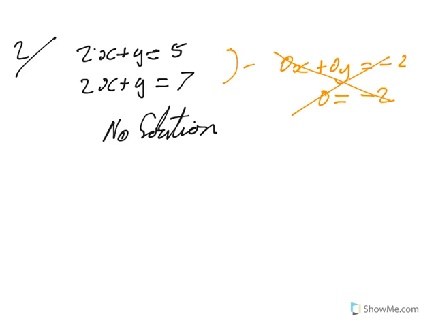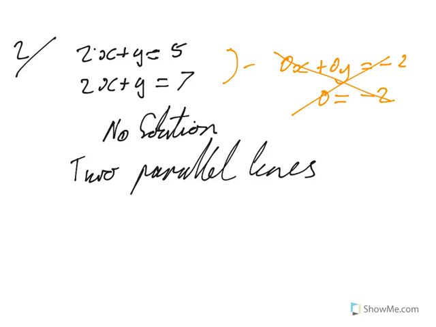So what does that mean? Well, what that means is that we've got two parallel lines, like that. All right, so quite clearly parallel lines, they don't intersect. All right, so no solution, that makes sense.